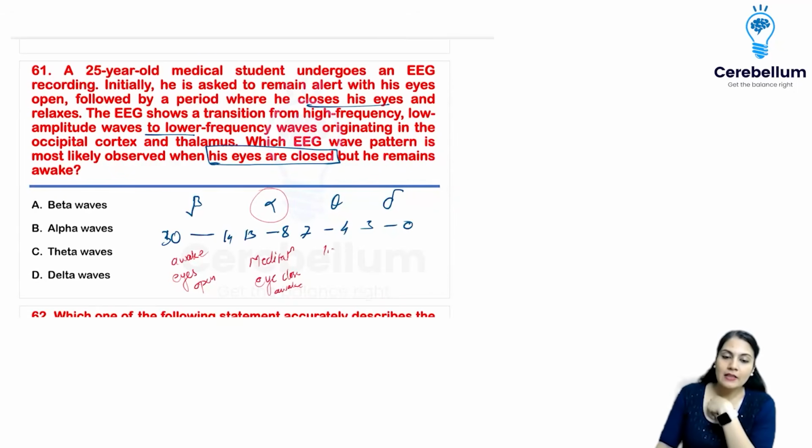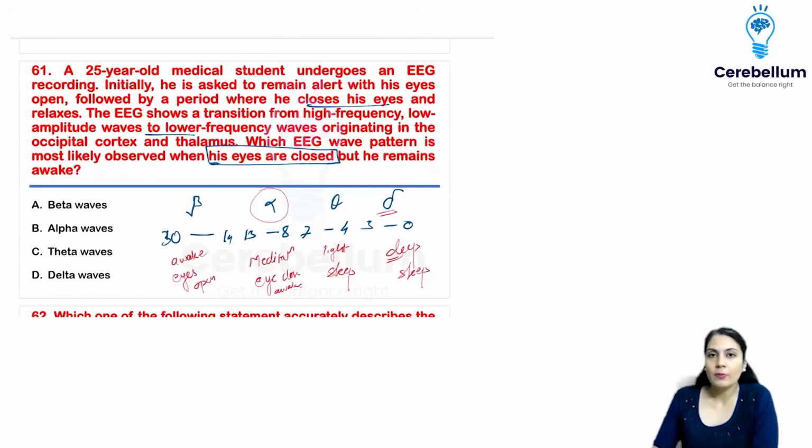If the person is in light sleep, he's going to have theta waves. And if he's into deep sleep, D for deep sleep, D for delta. Please remember, in deep sleep the person is going to have a delta wave.